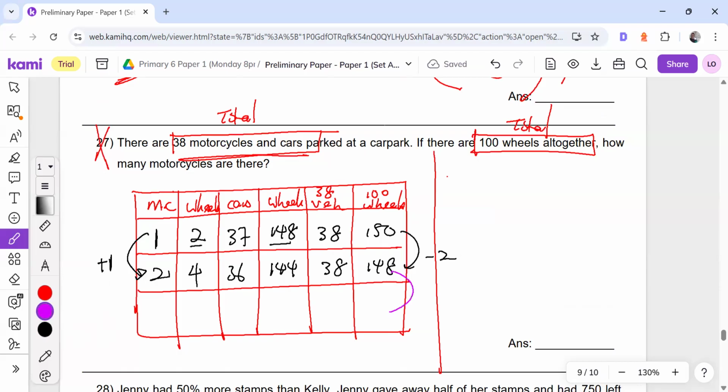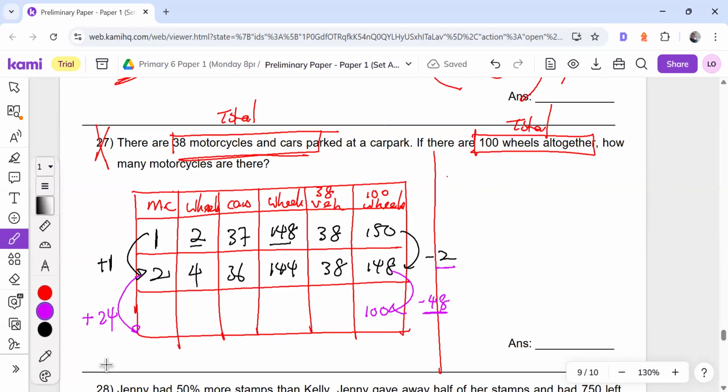So what do you do? Jump to the correct total. And how many fewer wheels? You have 48 fewer wheels. So how many more motorcycles do you have to increase? You just take 48, divide by 2, and you get 24 more motorcycles.